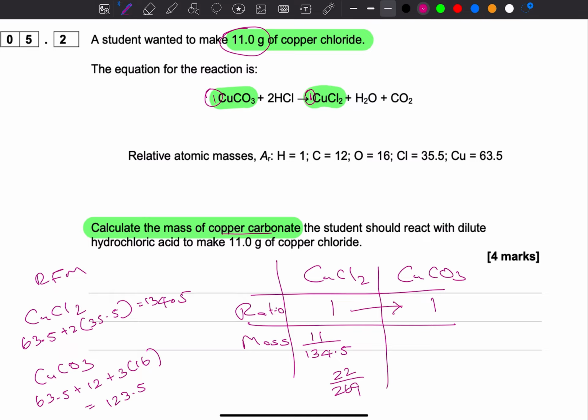It's just 1 to 1, which is the same thing anyway. So 22 over 269 times the relative formula mass of CuCO3, which is 123.5, will give you 10.1 grams. 10.1 grams of that, and that's what you want. Okay, next one.